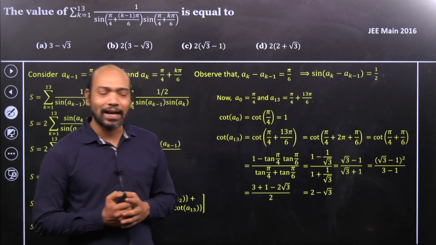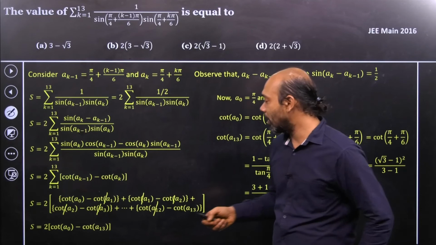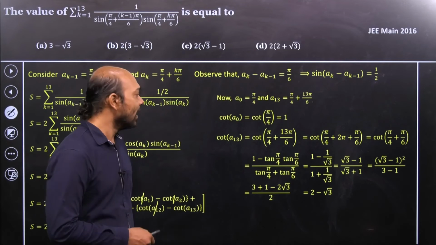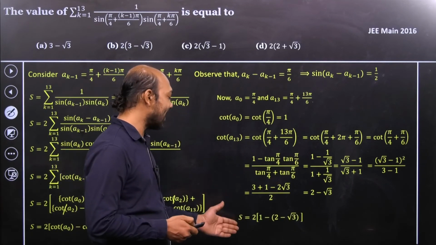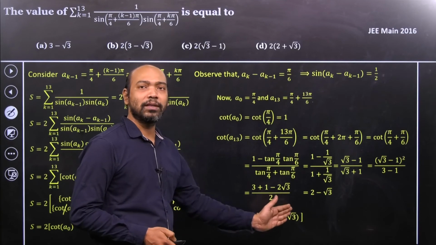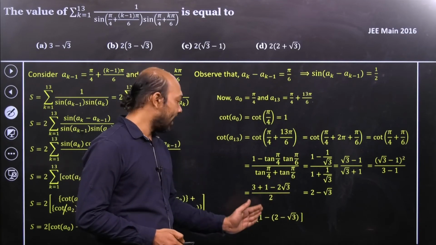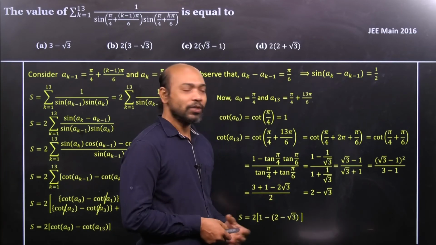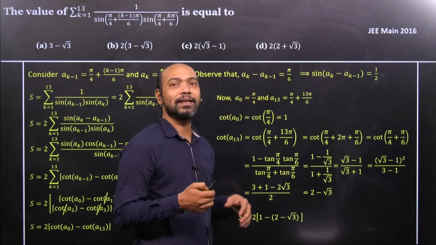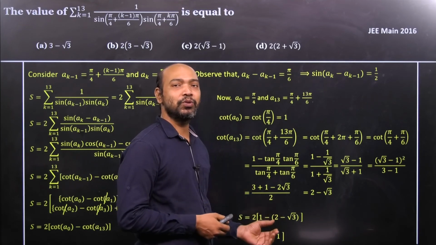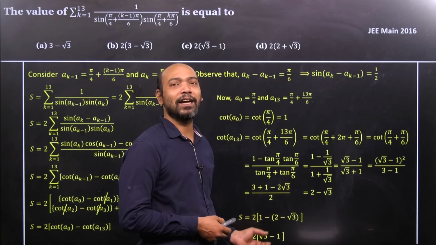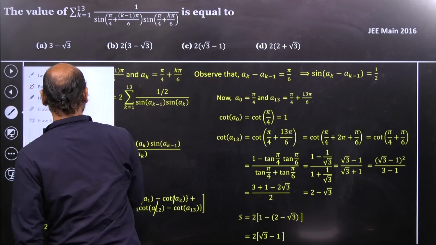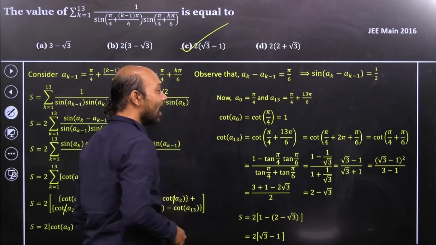Now what is our S? Let's recall. We calculated S as 2 times (cot a0 minus cot a13), and we have already calculated those. So S is 2 times (1 minus (2 minus root 3)), which gives you 2 root 3 minus 1. This is the final sum. The basic arithmetic gives the result, and we can easily observe that for this particular problem option C is the correct answer.